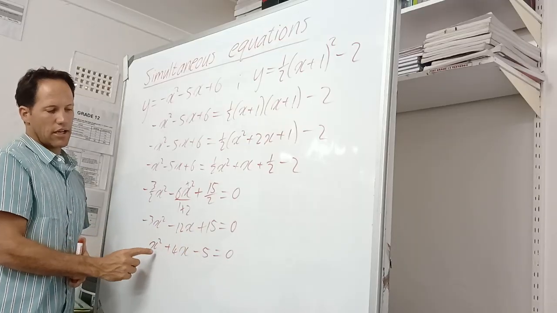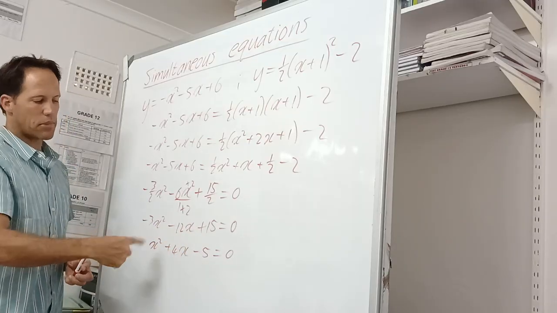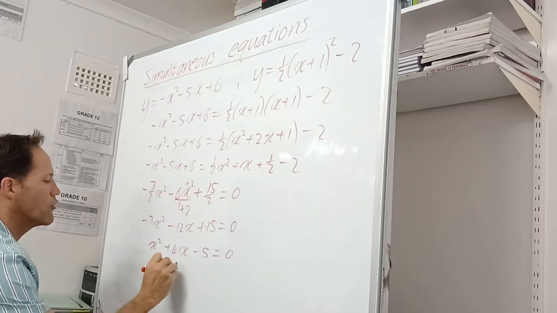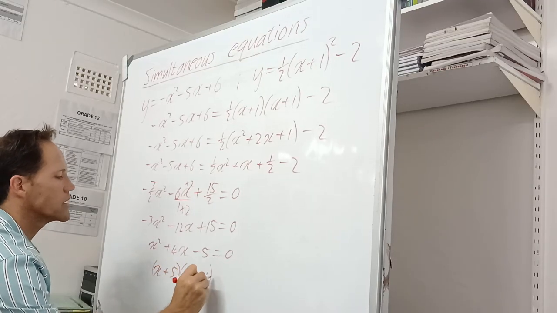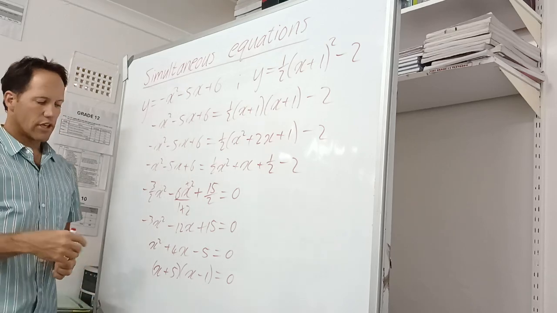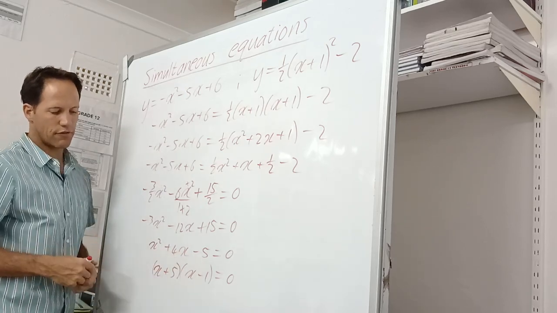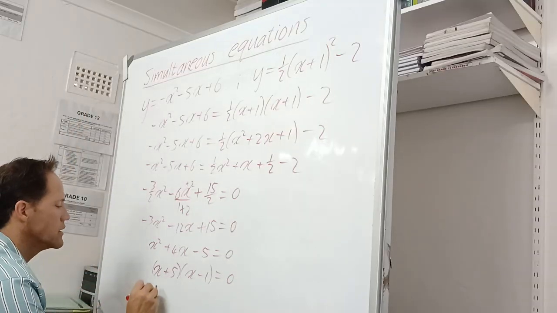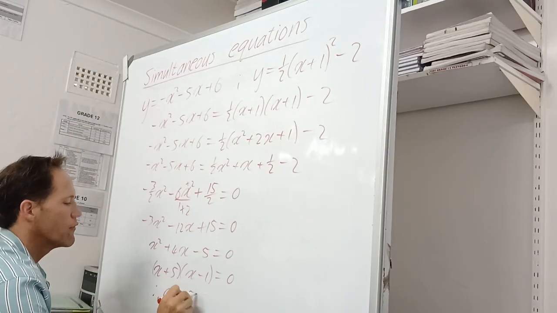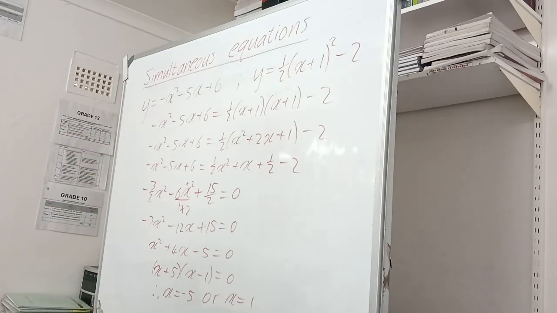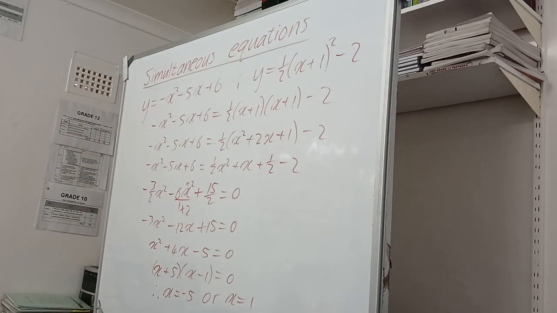And now it looks like we can make it (x plus 5)(x minus 1). So we didn't even need the quadratic formula. (x plus 5)(x minus 1). Think about it. 5 times negative 1 is negative 5. 5x minus 1x gives you 4x. And that means x will be equal to negative 5, or x will be equal to 1. So there's my two solutions for x.